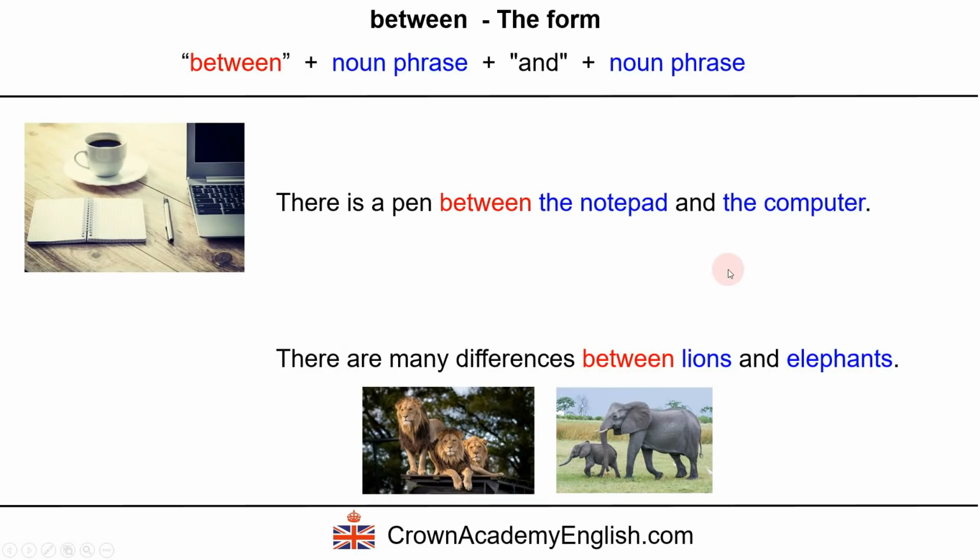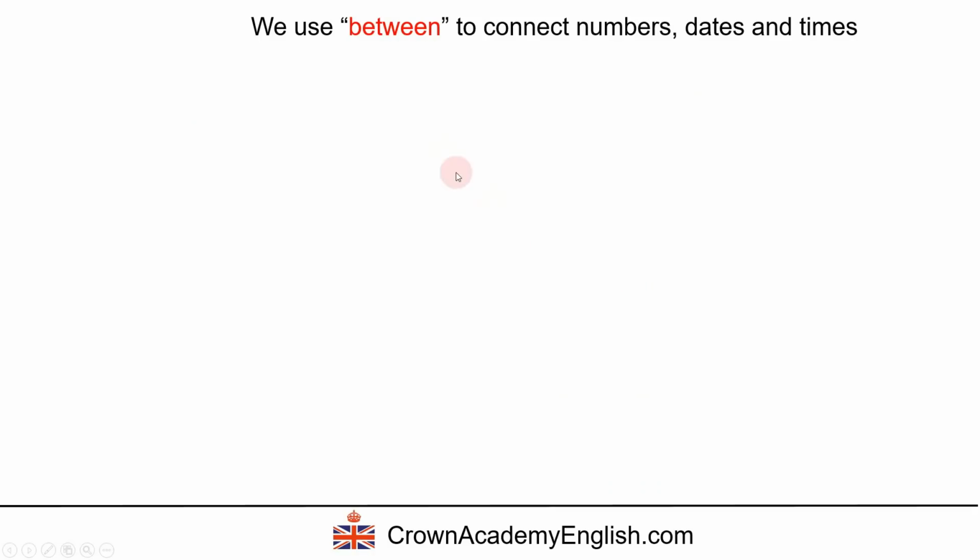So we often use the word between when we are comparing things. Okay, compare and contrast. So here we are looking at differences. So we always say differences between one thing and another thing. Okay, so here we have the noun phrase is singular, and here we have a noun phrase and each one is plural. Okay? And very important, we also use between to connect numbers, dates, and times. And we only use between for this. We do not use among for this meaning.